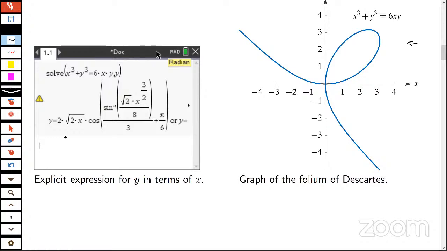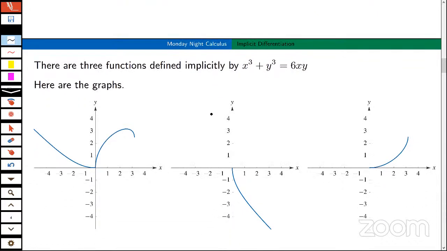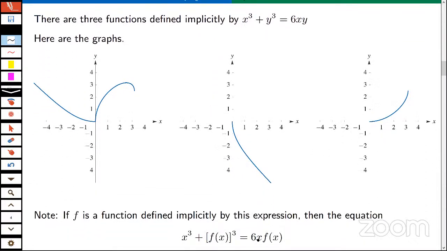Now, you don't see all of the output here, but there are actually three separate expressions for y in terms of x. And that is unbelievably cool that the Nspire does that. And here they are graphically.